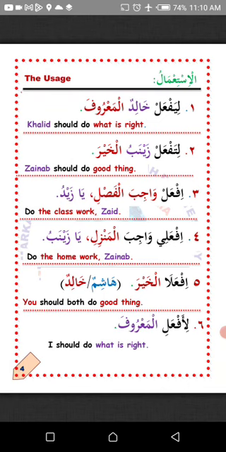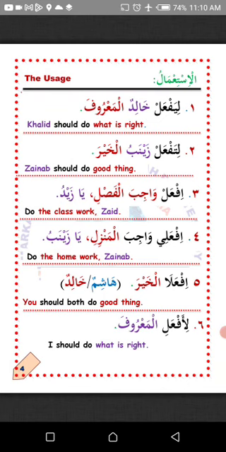Ithnan, number two. لتفعل زينب الخير. Zainab should do something good, or Zainab should do good thing.